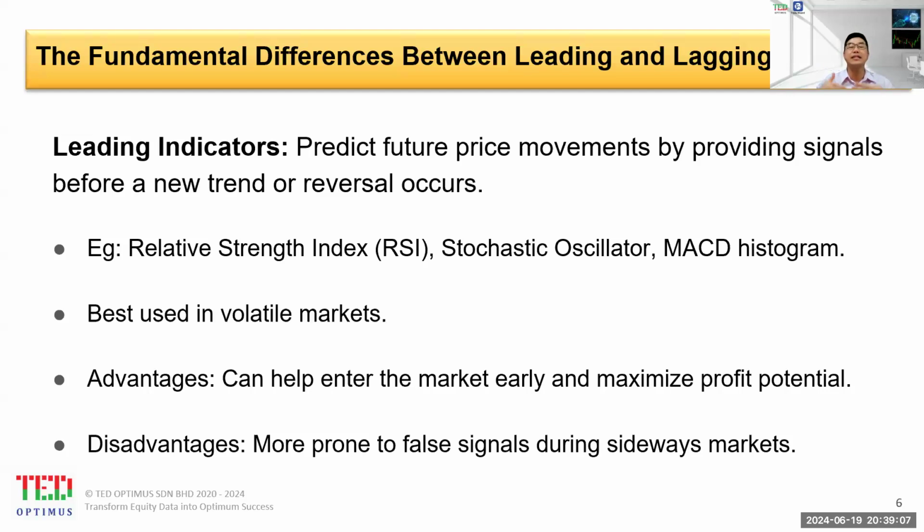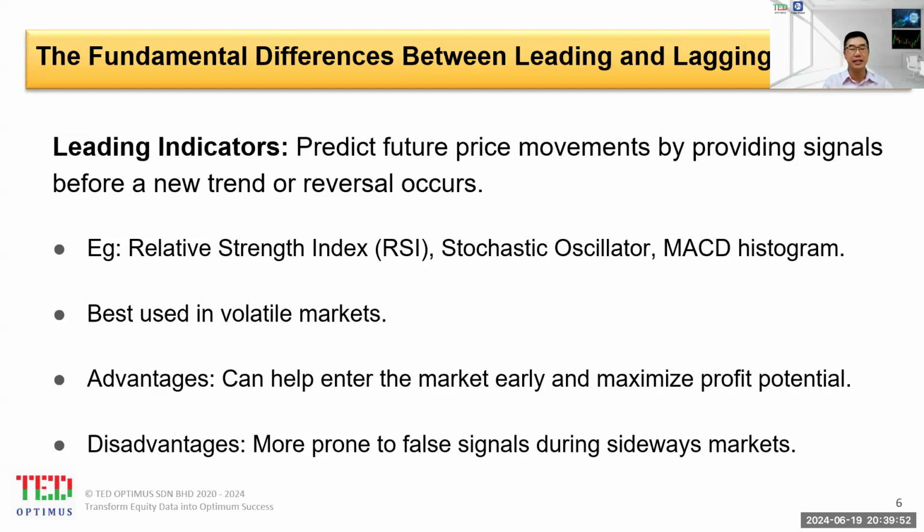And of course, for this prediction of future price movement, the leading indicators are best used in a volatile market. Meaning that if the market is quiet or sideways and does not show you a volatile chart, then when you use these leading indicators, they may not give you good results or good insights. The advantage of using leading indicators is that they can help traders enter the market early and maximize profit potential. So this is the usefulness of this.